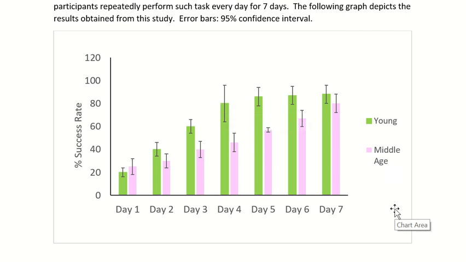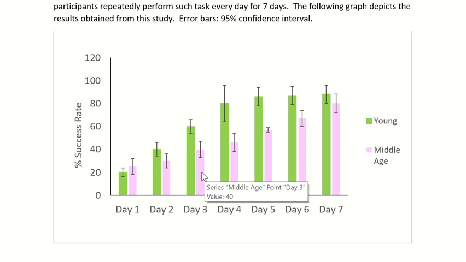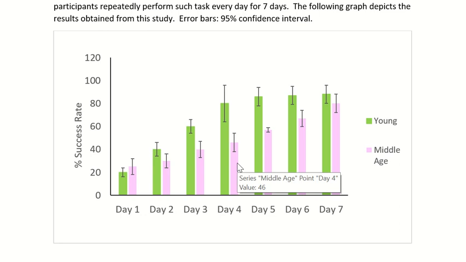Now, when you look at the middle-aged men in terms of their learning, you can see that their learning is not as quick. When you look at day one and day two, they're not significantly different, and day two and day three is not significantly different. But when you look at day one and day three, you start to see a significant increase in the success rate, right? And then at day four, you start to see a significant amount of improvement, but not compared to the day previous to that.